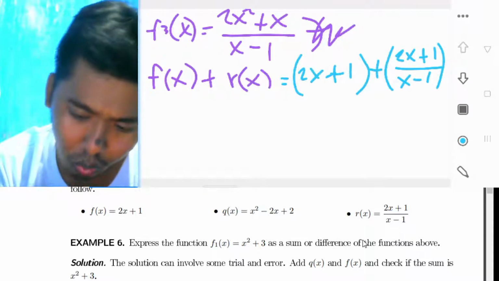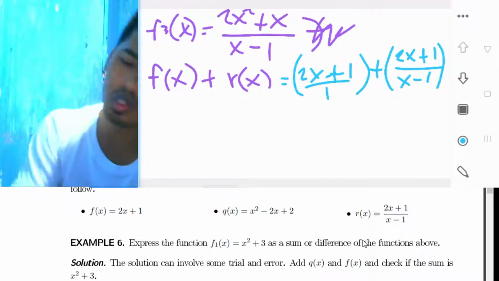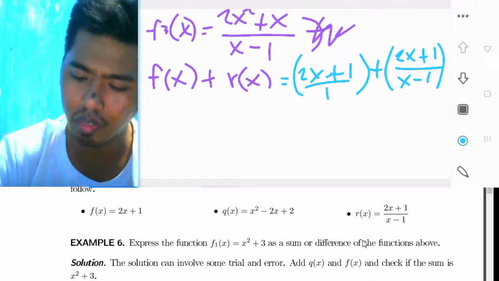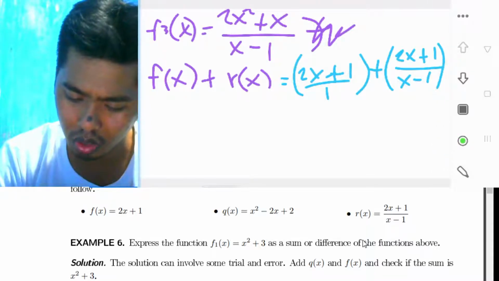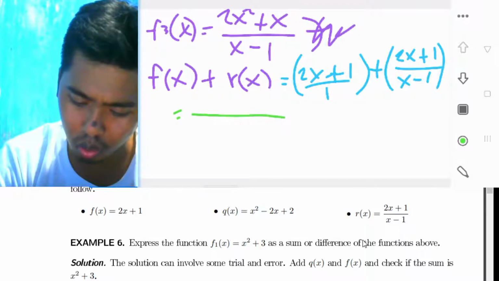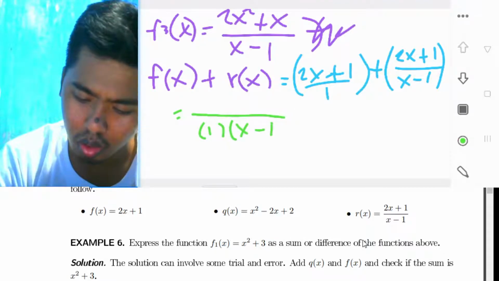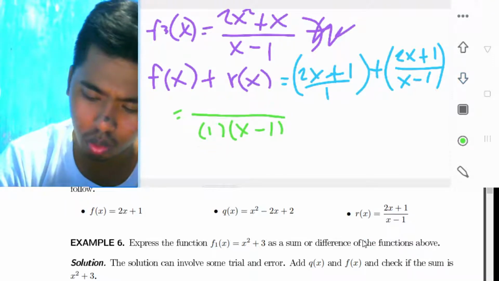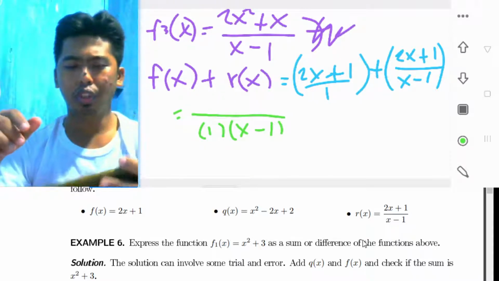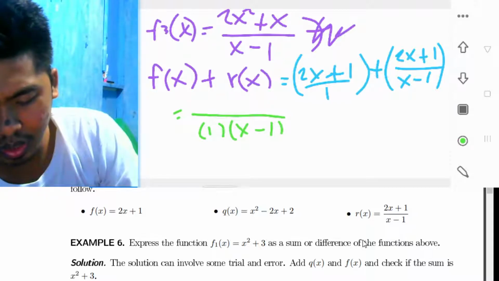Okay, so if we're dealing with fractions, let's make the other one a fraction as well. So we put it over 1, and after that we need the LCD. Now let's put the equal sign here so that we can work it well. So the LCD would be 1 times x minus 1. You can erase the 1, but I want to show it to you for your reference, or should I say step-by-step procedure.